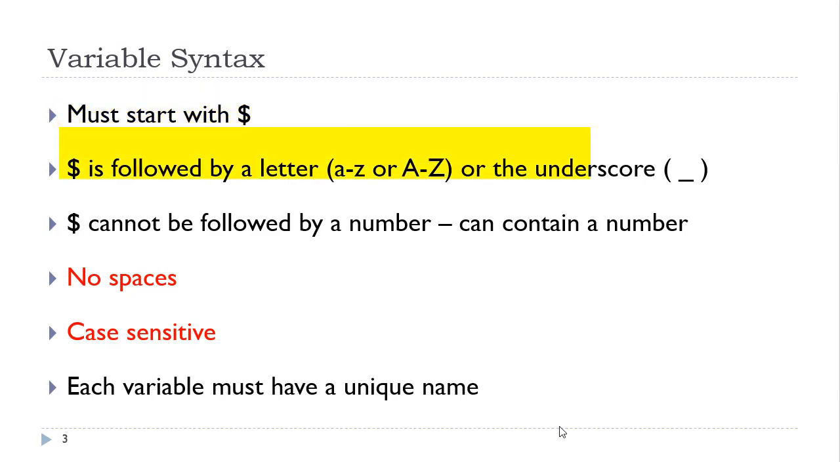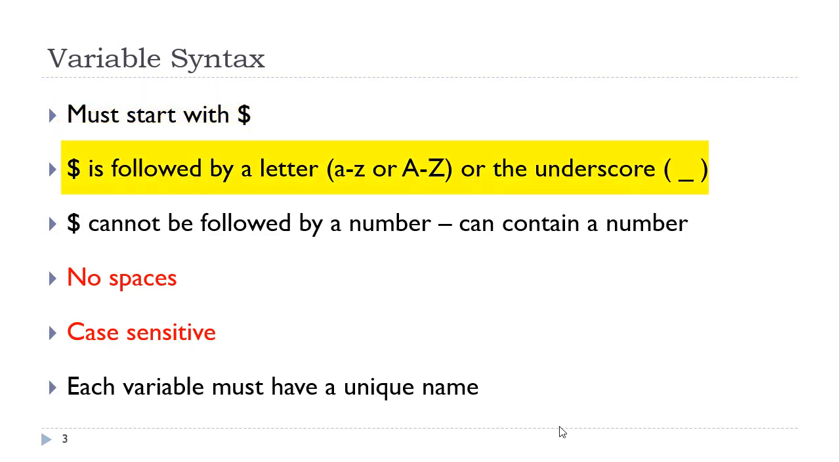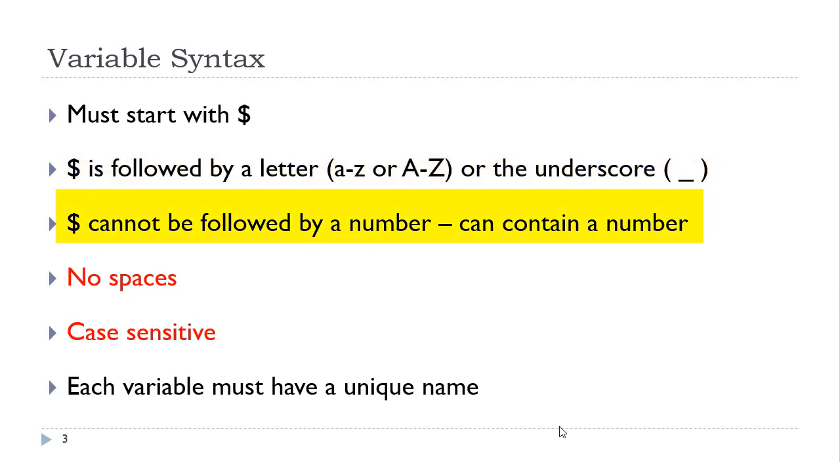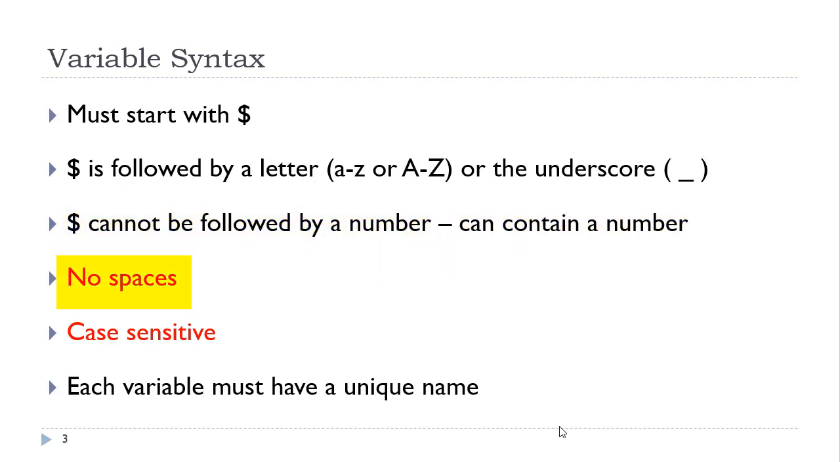The $ sign can be followed by a letter that can be uppercase or lowercase, or the underscore. The $ sign cannot be followed by a number, although it can contain a number. There are no spaces in variables. Variables are case sensitive, and every variable in your application must have a unique name.